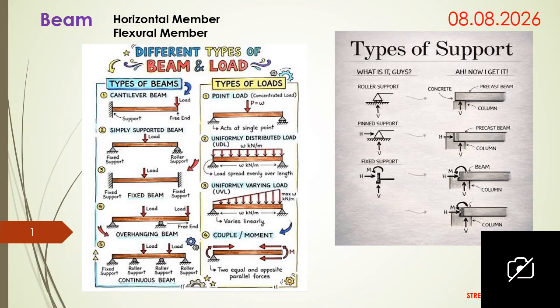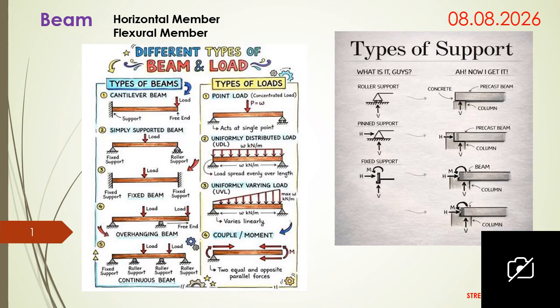So there are three types of supports: roller support, hinged support, and fixed support. For roller support, the number of reactions is 1. For pinned or hinged support, the number of reactions is 2. And for fixed support, the number of reactions is 3. If you remember this 1, 2, 3 order, you will not forget it at any point of time, right?